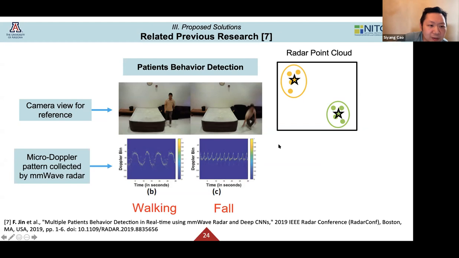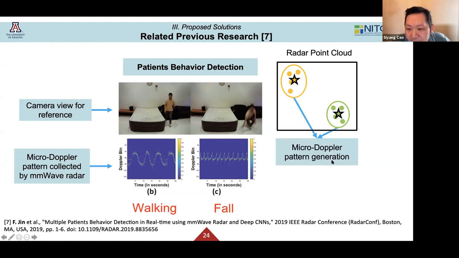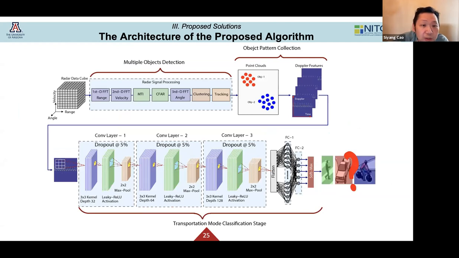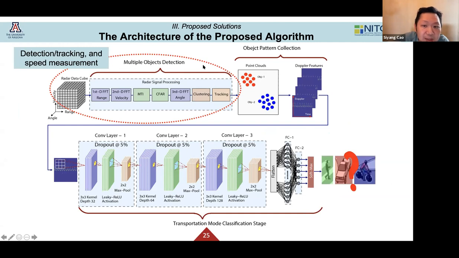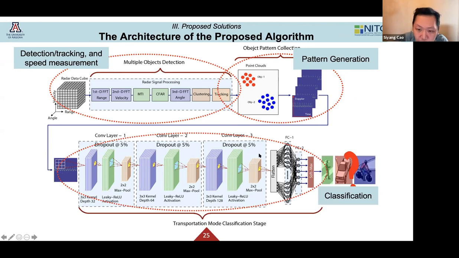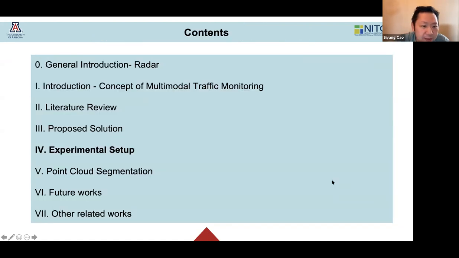Here we have the camera view as a reference, and we can collect the Doppler pattern of the person. Then this micro-Doppler pattern can be generated, and we go through a deep learning process trying to find out what it is. So what we do here is we have a detection process so that we can find out the points. With these points over time, we can have the Doppler effect and generate the pattern. With this pattern, we go through a machine learning process. It can be a neural network or some other format. And with some training, we can determine what the object is.